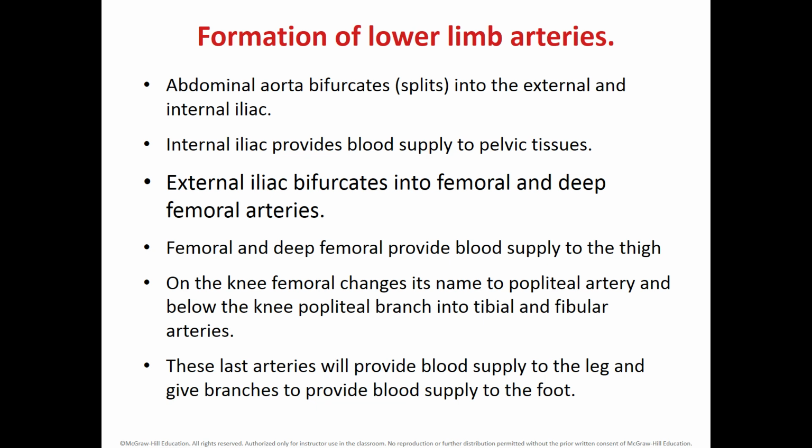Now let's talk about the formation of the lower limb arteries. The abdominal aorta is going to split into the common iliac first, and then into external and internal iliac. The internal iliac is going to provide blood supply to the tissues within the pelvis, and the external iliac, this is the other key point that you need to know, bifurcates into femoral and deep femoral arteries. And then the femoral and the deep femoral will provide blood supply into the thigh.